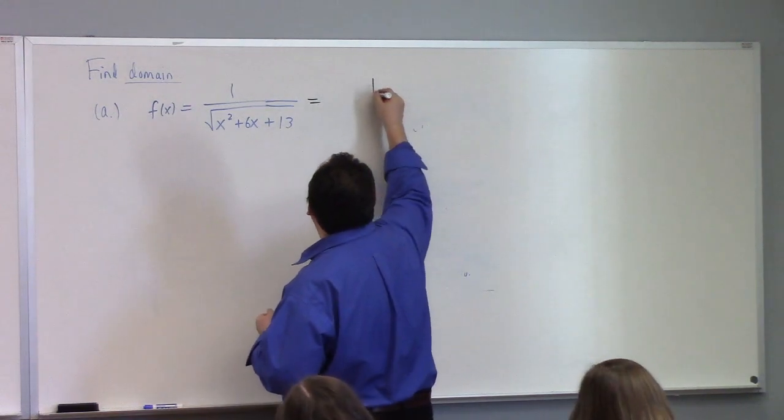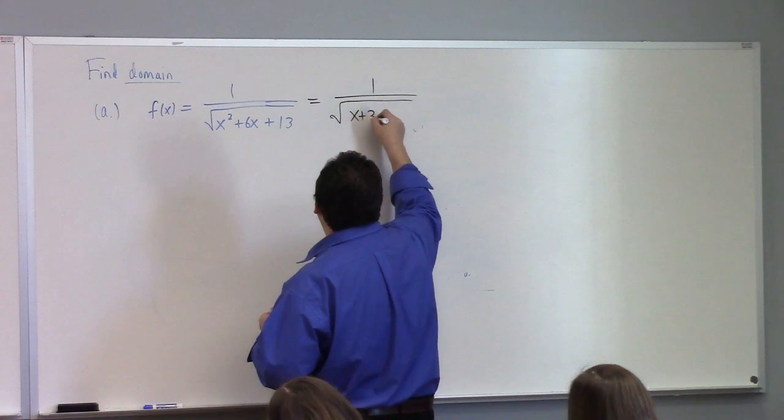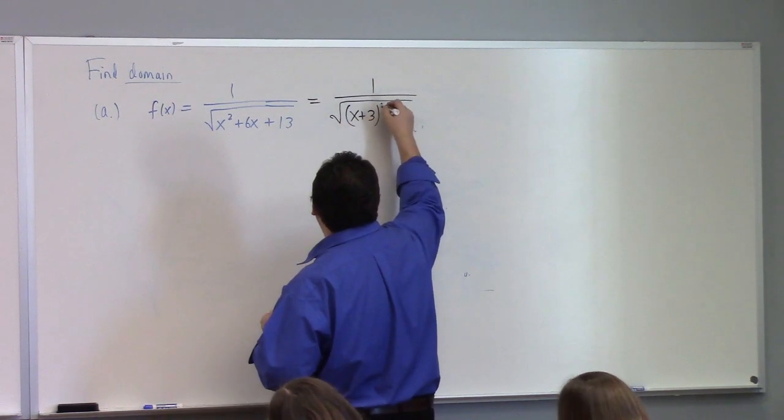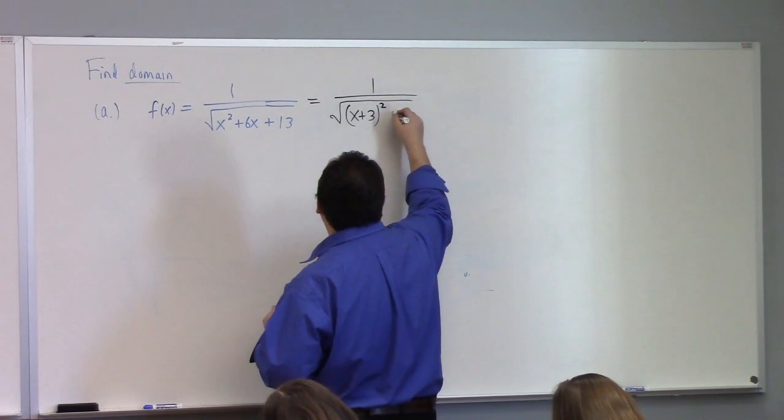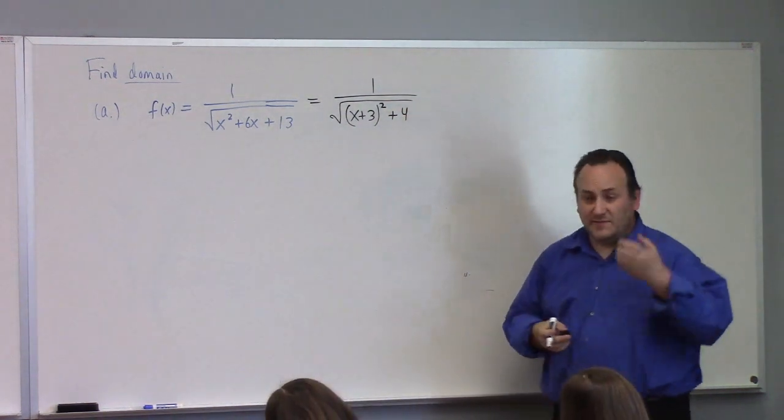As you know, a day is not complete in here without completing the square. Let's see here. So that's x plus 3 squared. Subtract 9, so you end up with a plus 4, right? So what does this mean?